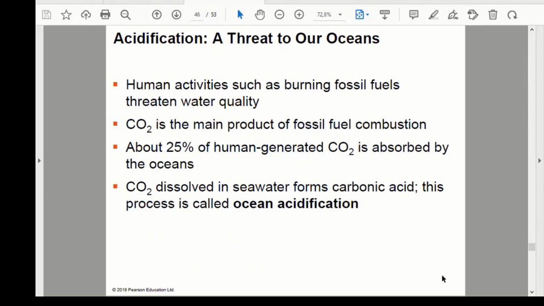will not taste as good as the water that you normally get in your tap. It will be salty. That's because of this acidification. But the threat to our oceans is that human activities such as burning of fossil fuel threaten water quality. So there's a problem of water availability, and on top of that, there's another layer of water quality, where the quality of water has to be good. It has to be consumable.